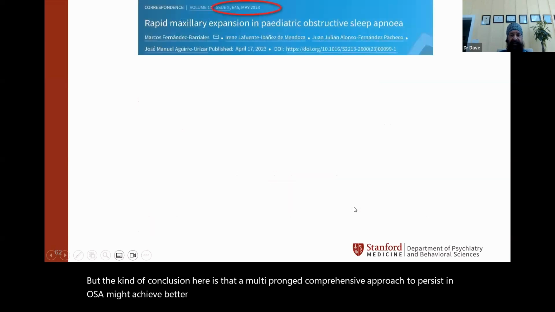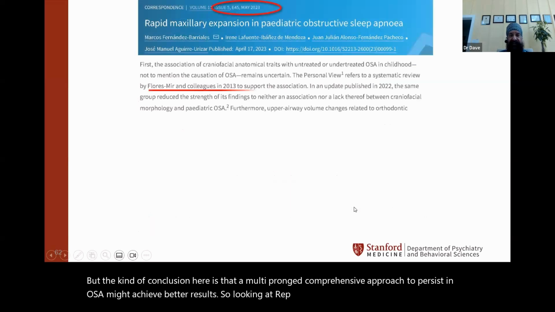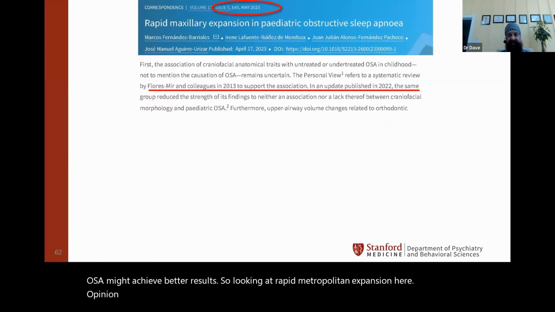So looking at rapid palatal expansion here, opinion changes based on the evidence as it emerges. So this group in 2013 supported the association between maxillary expansion and OSA treatment.